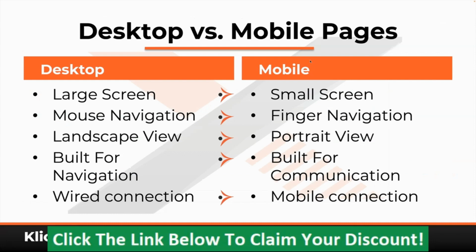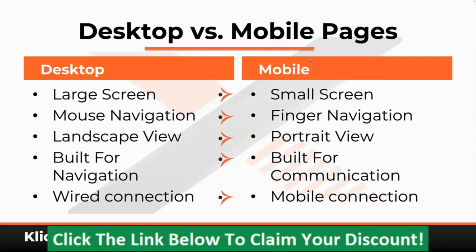So if you look at the differences between desktop and mobile pages, this is what we saw. Now, desktop is obviously for a large screen, right? It's mouse navigated. It has a landscape view, so it's looked upon differently. And it's built for navigation, and it usually has a wired connection or a wireless connection in the house, right? So on the mobile side, however, we've got a small screen, we've got finger navigation, we got a portrait view, and we got built for communication, okay?